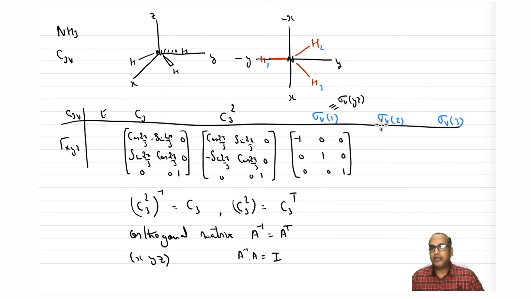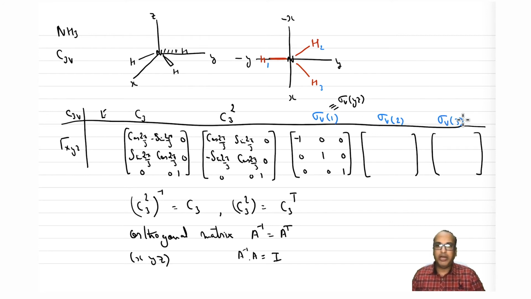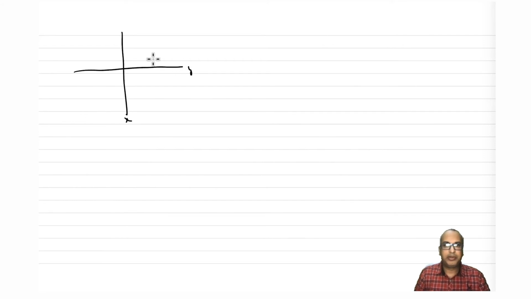Now let us consider the difficult case of sigma v2. Okay, how to write this one? Once we have figured this out, we can write sigma v3 very easily from the group multiplication table, because we know the product of these two gives it, or we will figure out how to write for sigma v3. Let's first focus on sigma v2. So let me draw this molecule again in the plane.